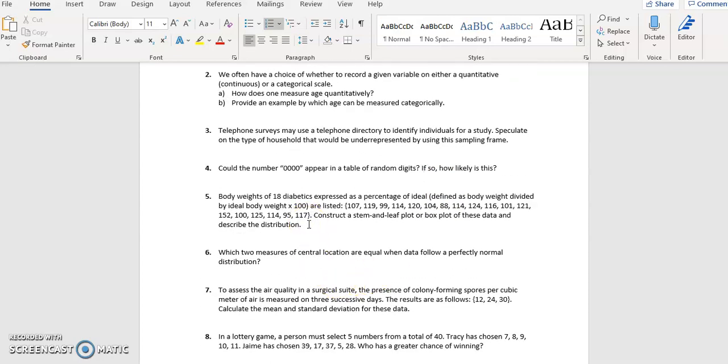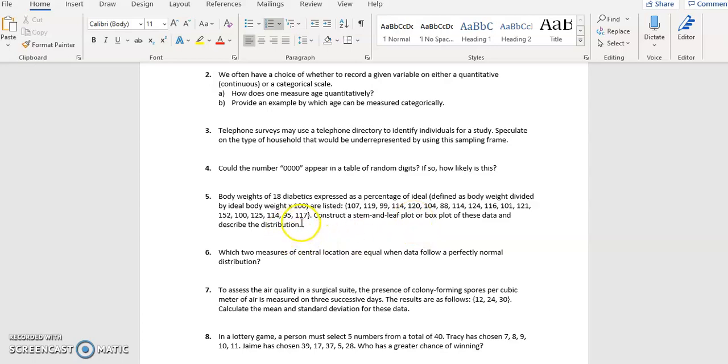For number 5, I think it's really easy if you just type all these data into StatCrunch. It's only 18 data points. If you just open up a new StatCrunch window, and then in the first variable column, just put these numbers in, double check that you've got them correct, and then just do a stem and leaf plot or a box plot under the graph category.